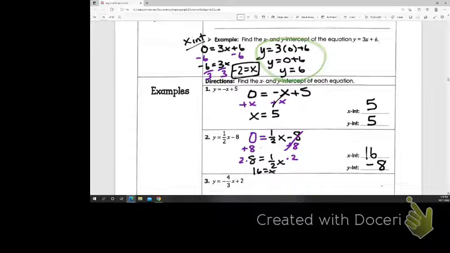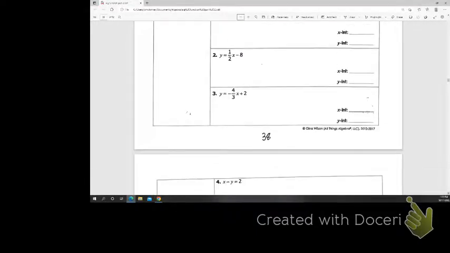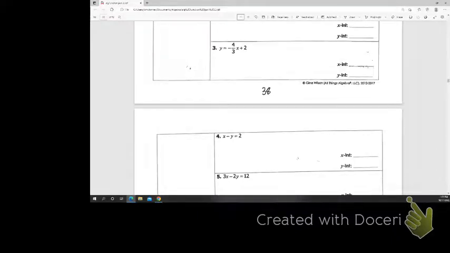One half wasn't too bad to get rid of because the top of the fraction was 1. We have a little more work to do for number 3. Number 3 there, again, the y-intercept, if the y is by itself, the y-intercept is just that constant, so that's 2. And my x-intercept, let the y equal 0.